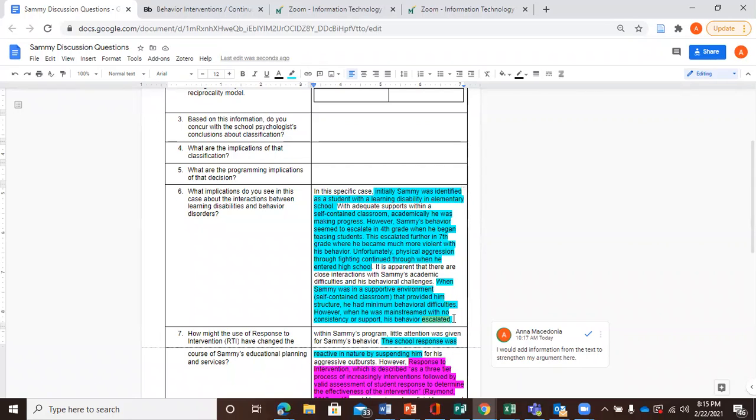So your answer should be able to provide a little bit of background in terms of academics and his behavior, but also be able to talk about those interactions.